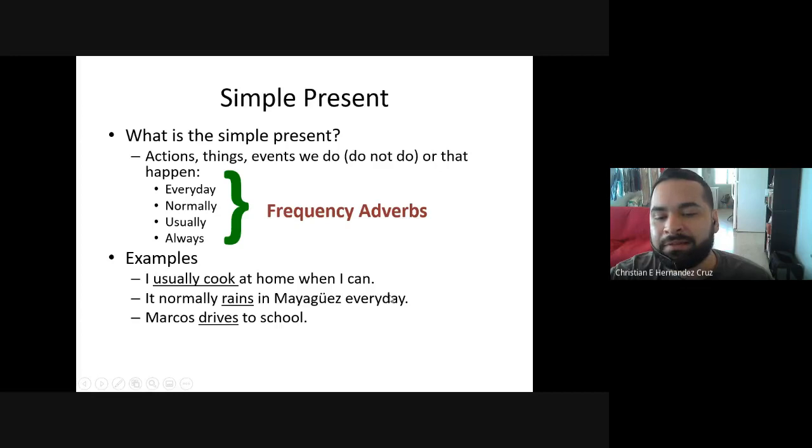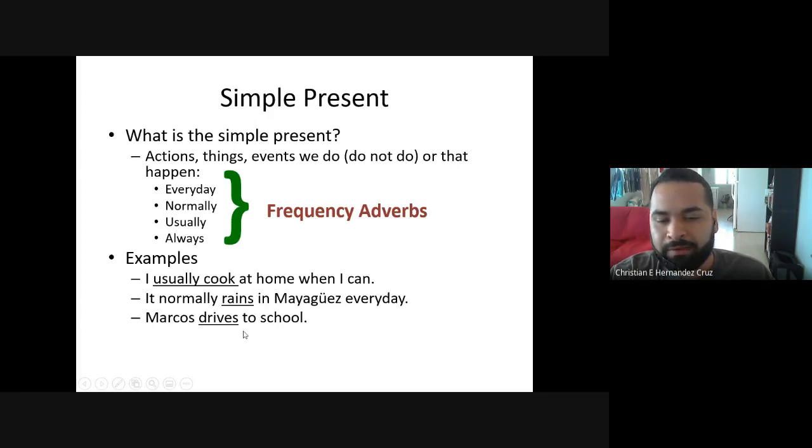This next sentence adds a little modification to the main verb. It's underlined. So, it normally rains in Mayagüez every day. What happens in Mayagüez every day? It rains. You see here that this is just cook, nothing else. And in this one, we have the main verb rain, and we add the letter S. We're going to see why very soon.